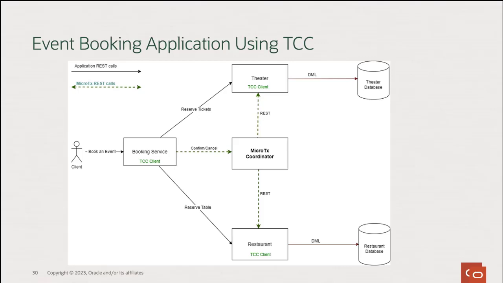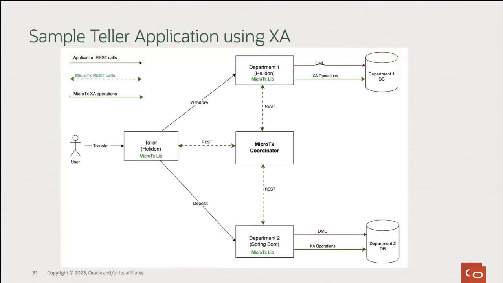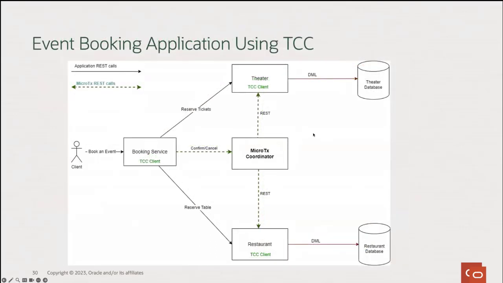The user can then confirm or cancel the event booking on the booking service, which sends confirm or cancel requests to the MicroTx coordinator, along with the theater and restaurant reservation URIs. The MicroTx coordinator then calls the confirm or cancel on the reservation URIs in the theater service and the restaurant service. The difference in the TCC pattern from the LRA pattern is that there is no enlisting of participants with the coordinator.